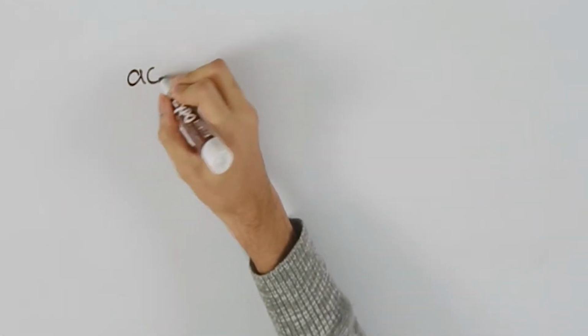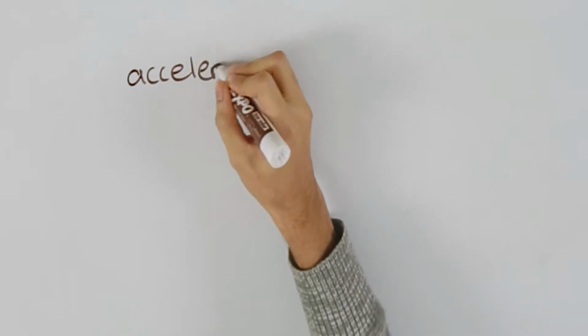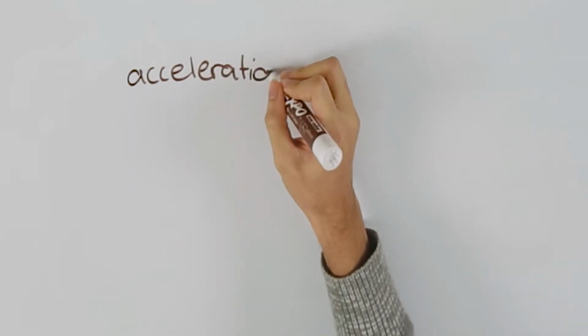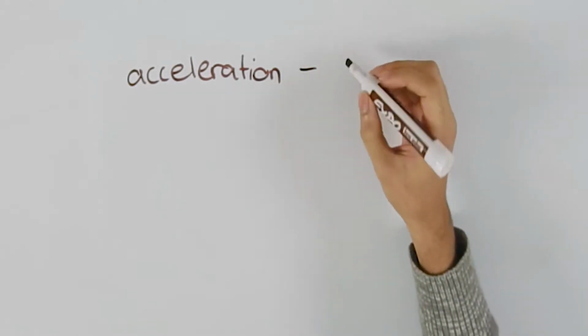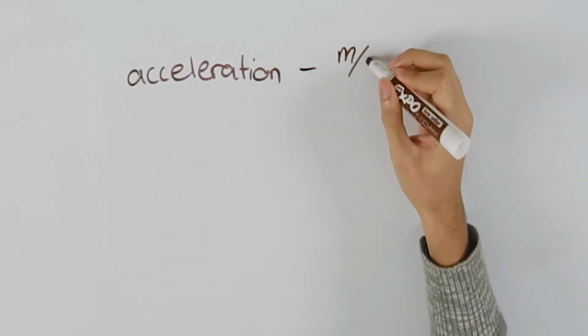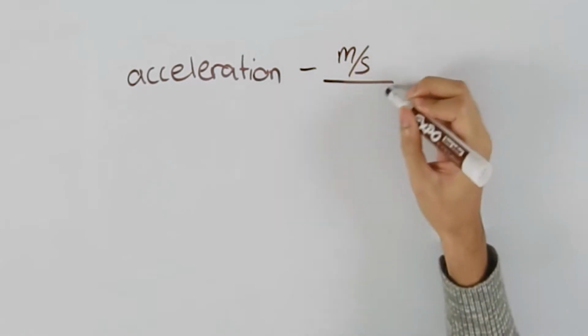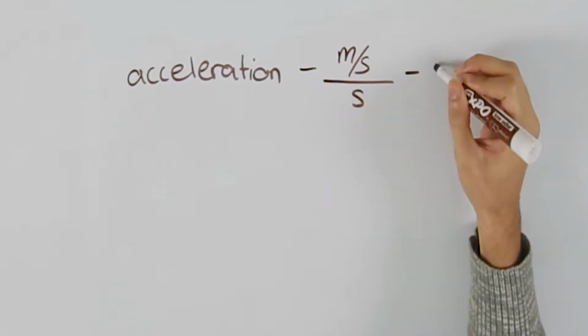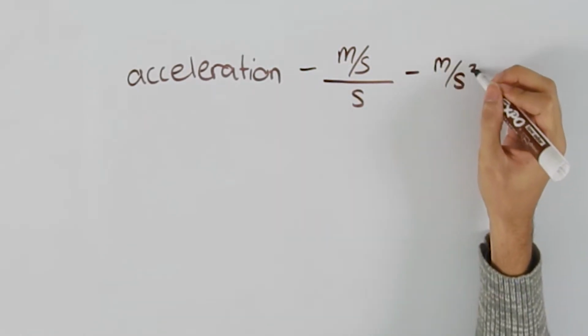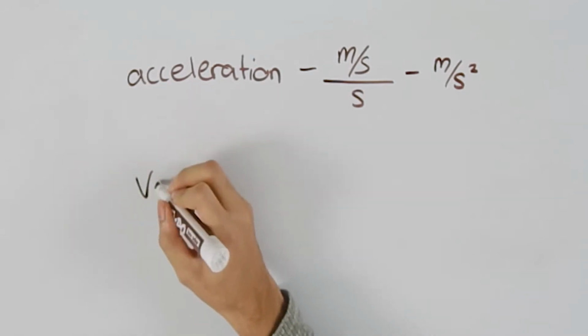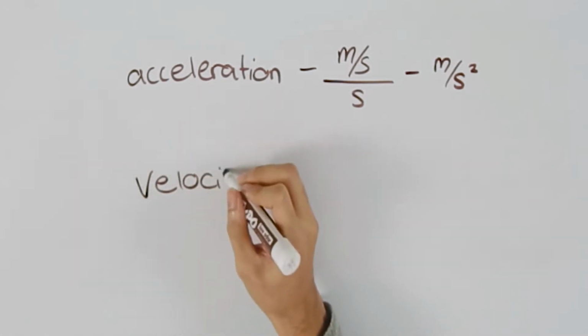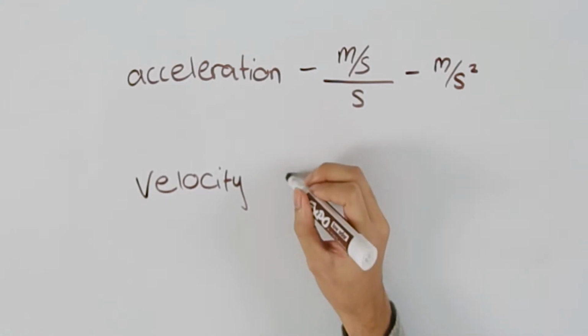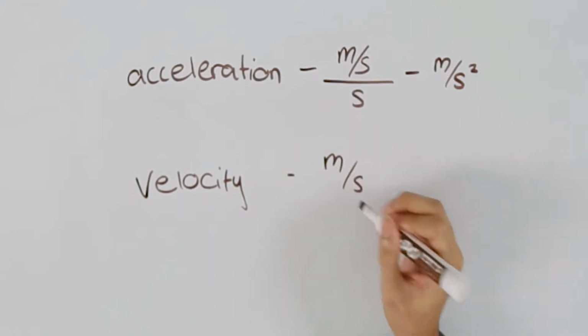Before we look into that, let's just make sure we know what each of these are. So we have acceleration. Now acceleration, I'm going to use the units to help you remember what they are. This is the rate of change of velocity. So it's like meters per second, or in other words, meters per second squared. Then we have velocity or speed. This is just meters per second.